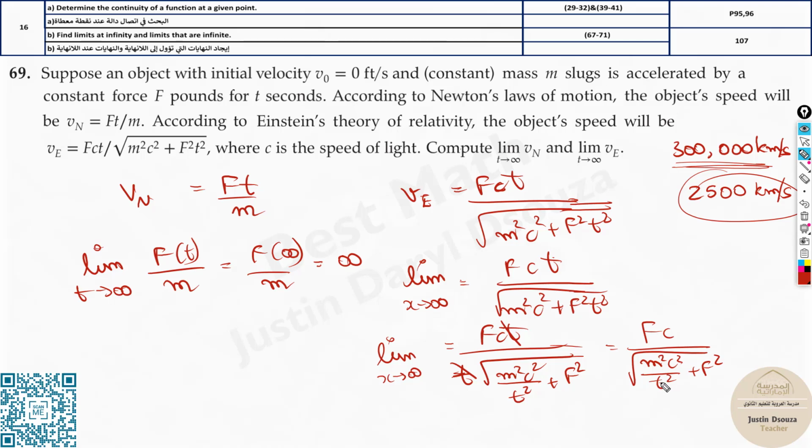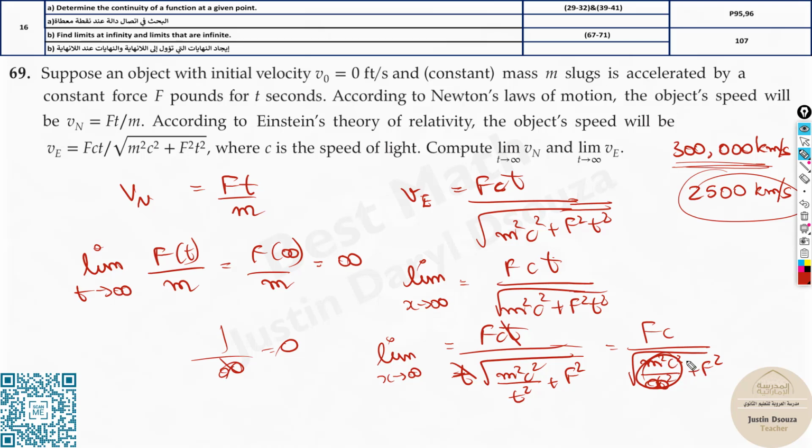Now this t becomes infinity square. 1 by infinity is equal to what? 1 divided by a huge number is equal to 0. Whenever we have limit 1 by x, when it's tending to infinity, it's 0. So this entire thing, mc square, everything becomes 0.